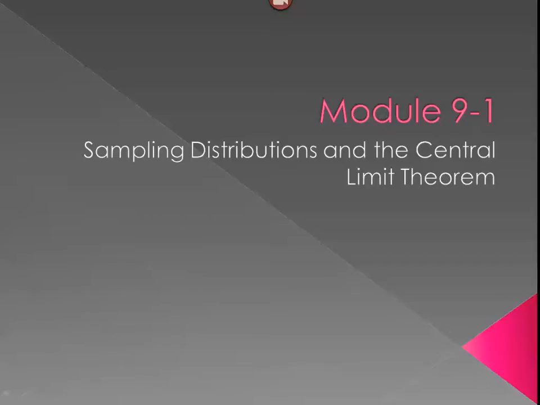Now we're ready to move into Module 9.1 for the OLI book, where we're going to look at sampling distributions and the central limit theorem. The central limit theorem is one of the key theorems that allows us to make assumptions about large populations where we only have sample data about those large populations.